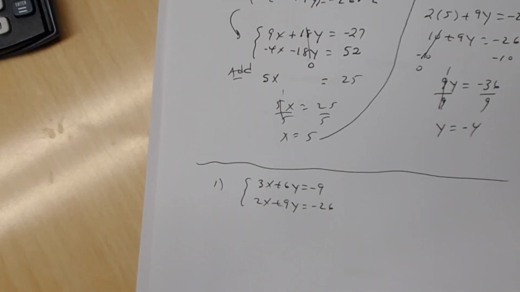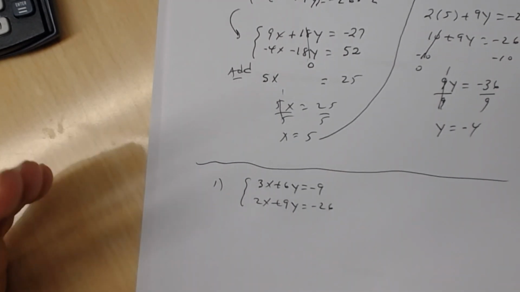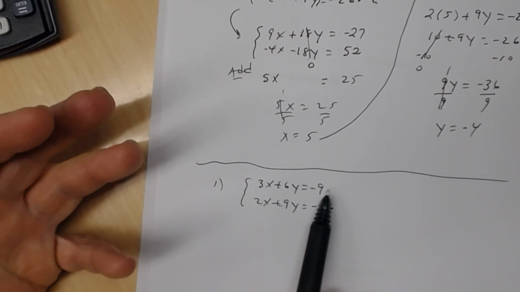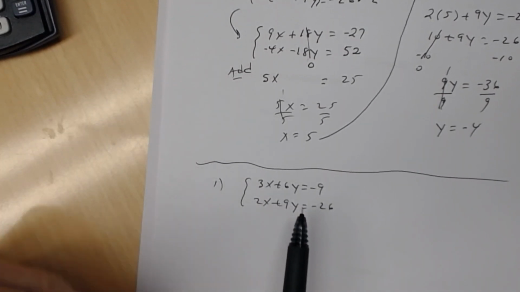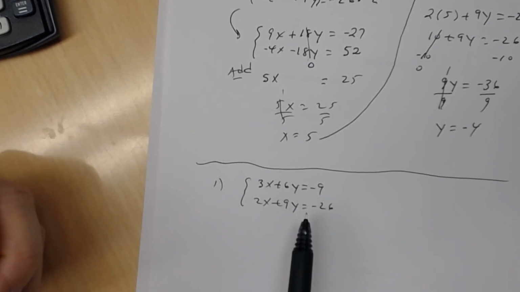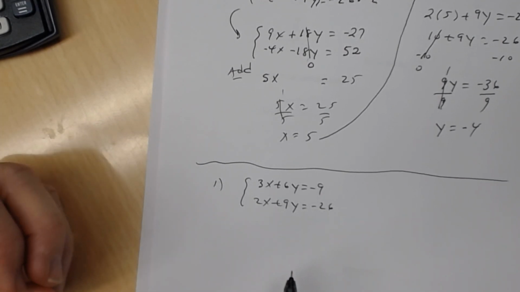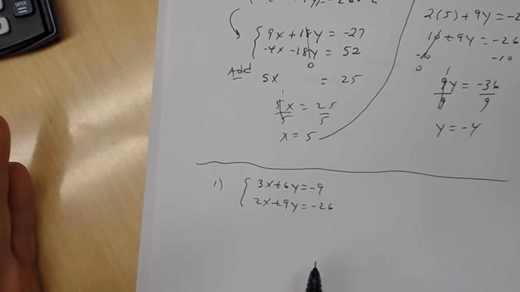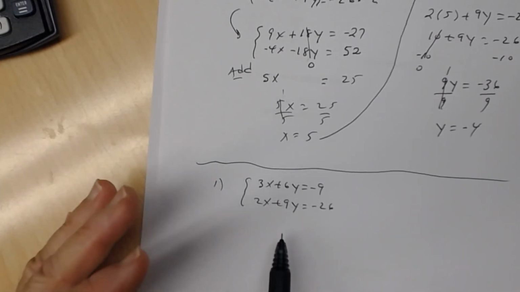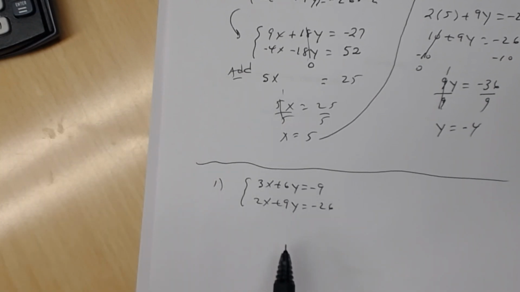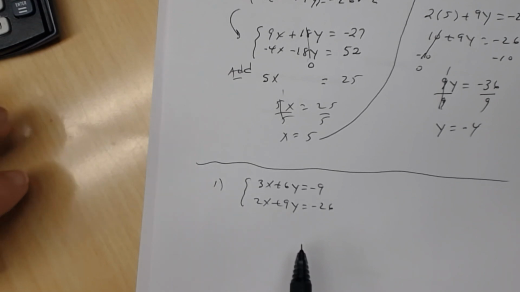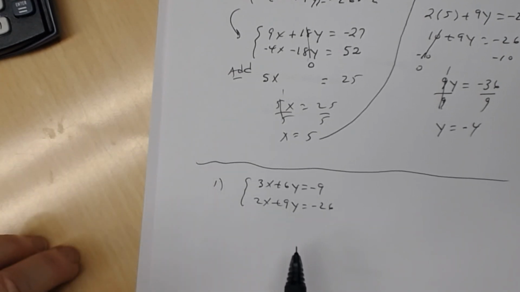Okay, so if you're going to use substitution, keep in mind that you have to take one of these equations and solve for one of the variables. You want to make sure it makes things a lot easier if you don't have to deal with any fractions. You can have fractions if you want to as you solve for a variable, but it does make things a lot easier if you don't have to deal with fractions.